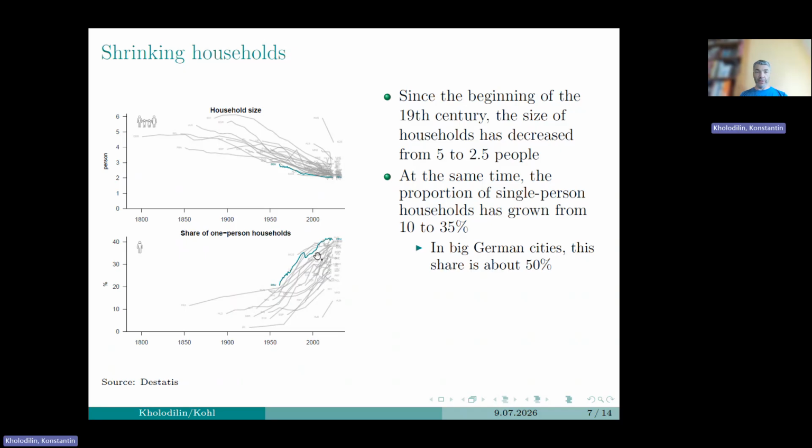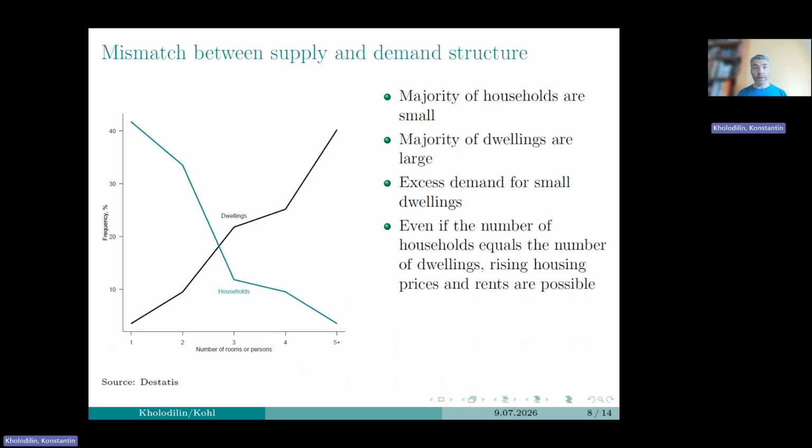That's what we can see here. That's the share of one-person households in the total number of households. And we see that in the early 1900s, the proportion of these little households was less than 10%, and now it has increased to 35%, in Germany even 40%, and in big cities 50% and more. So more than half of all households in big cities are one-person households.